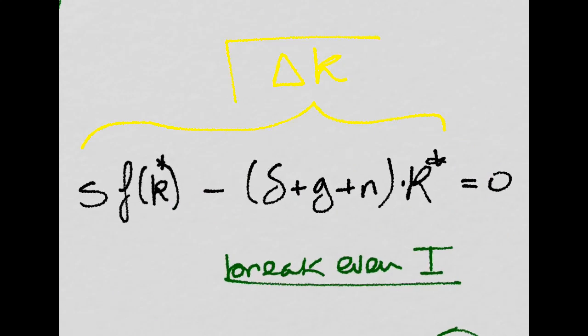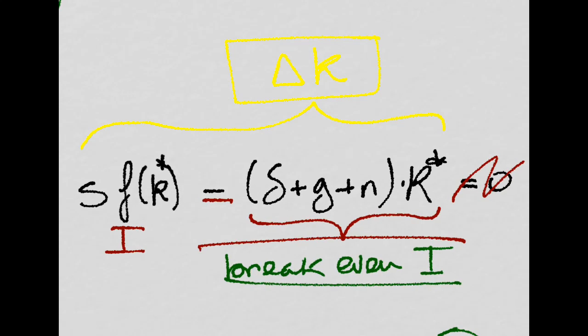Now, since this and this are the same, we can simplify and say that the variation of capital over effective labor is equal to investment minus depreciation plus the growth rate of A plus N, all that times capital over effective labor. And all that, if we are at a steady state, has got to be equal to 0. In other words, this investment, actual investment, has to be equal to this, which is the break-even investment.